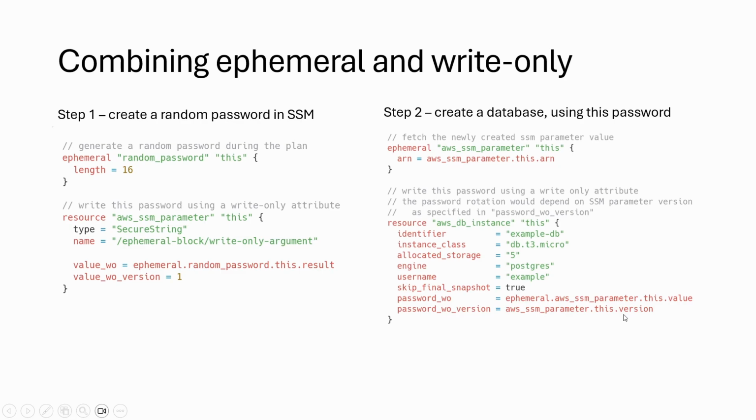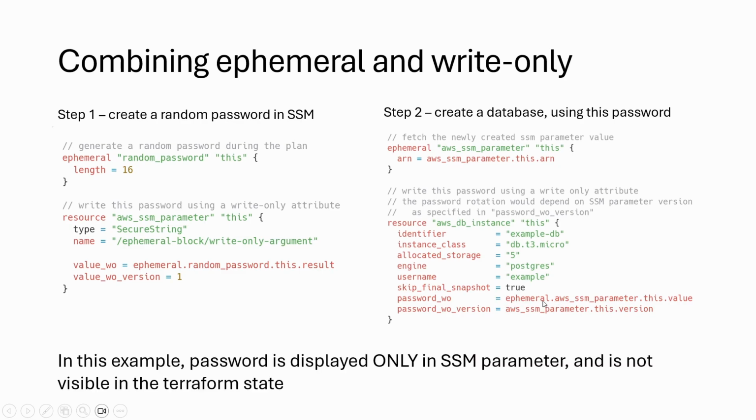Those are different things. Why do we do it this way? That's because we want the database to be updated when the SSM parameter is updated. So when the SSM parameter is updated with a new password, the database would also be updated to the different password. That's because we use an SSM parameter as a version for this write only attribute.